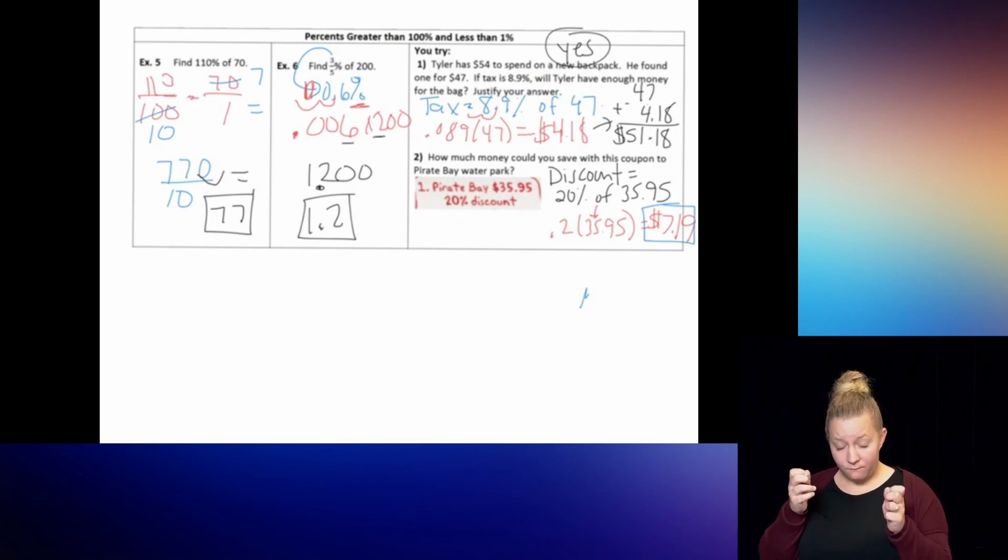If these word problems were tricky for you, don't fret. We're going to have full lessons on what to do with taxes and what to do with discounts. You'll get to practice that a lot more in its own lesson. We just wanted you to see a real life way of how percents are used.